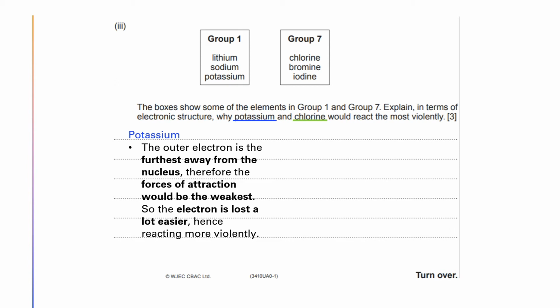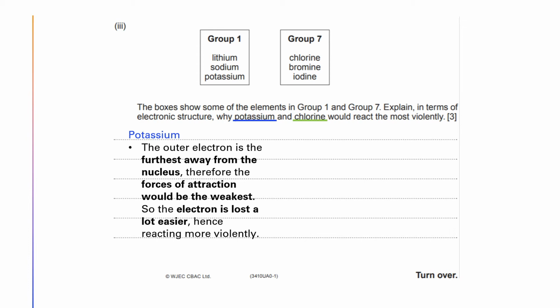And it's really important that you use the phrases they've used in the question. They've written that it reacts the most violently, therefore you should definitely include that in your answer. So the examiners can look straight to your answer, be like, yes, they've mentioned the more violently, and they can see that you've understood the question.